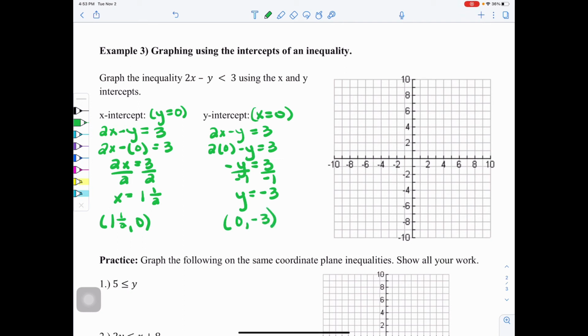So now I can go over to the graph and plot those two coordinates, (1.5, 0) and (0, -3). Then I'm going to go back up to the inequality and pay attention to the symbol here. It's less than, which means the 3 is not included. So that means we need to create a dotted line.